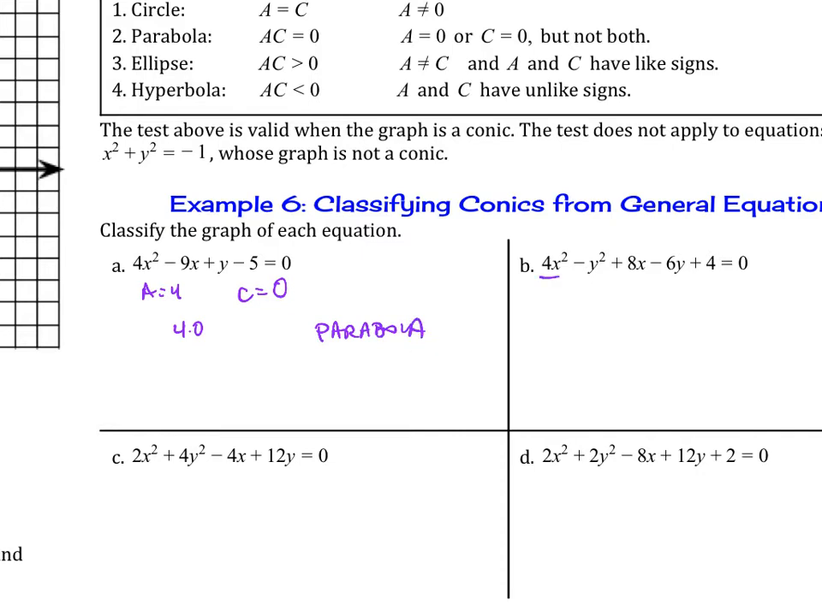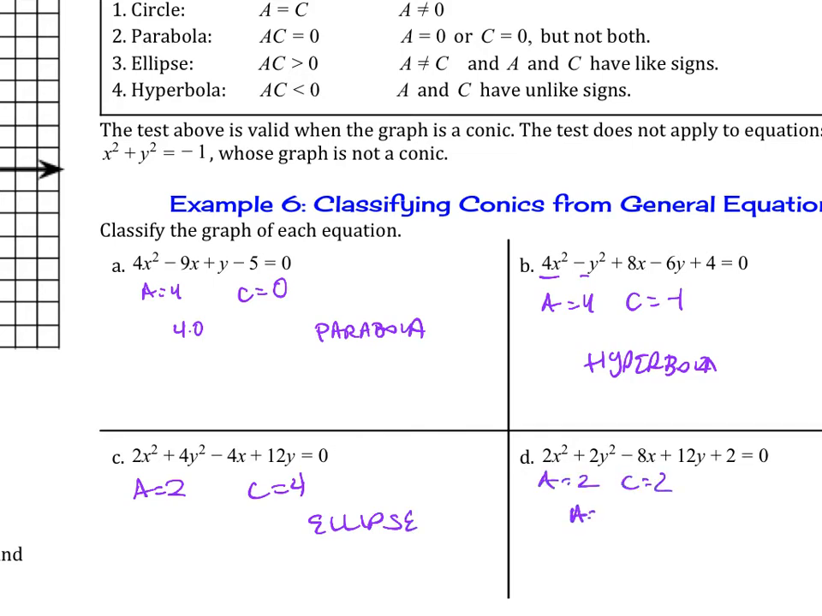For the second example, we have A is 4, C is -1. If I multiply that together, that's negative, and therefore this is a hyperbola. For letter C, we notice that A is 2 and C is 4, so 2 times 4 is positive. Therefore, this is an ellipse. This next one, we have A is 2, C is 2, so A equals C. Therefore, this is a circle.